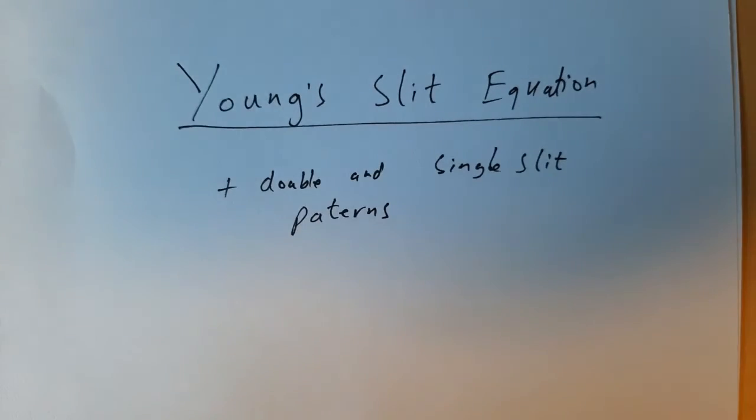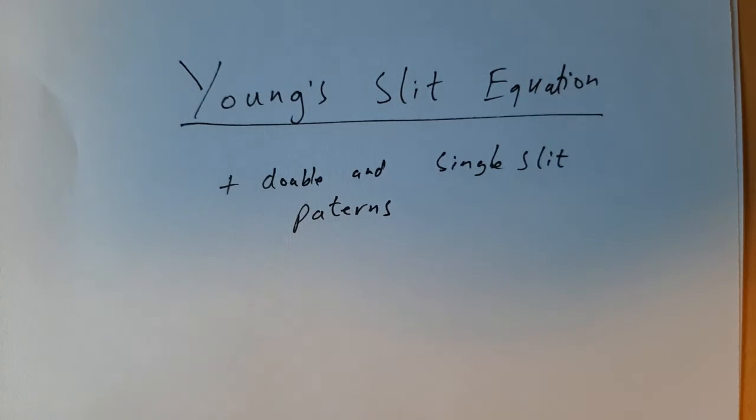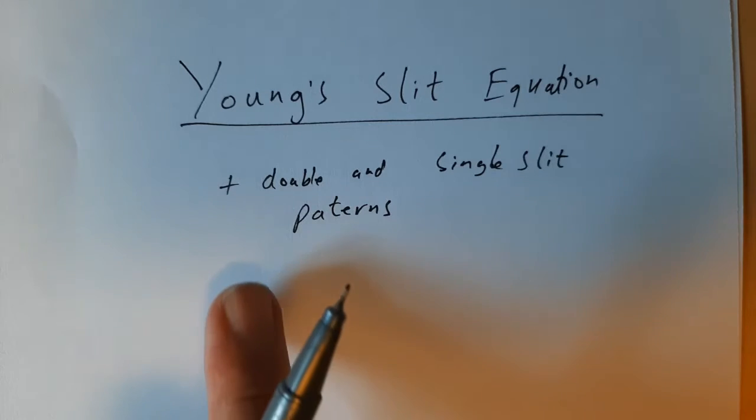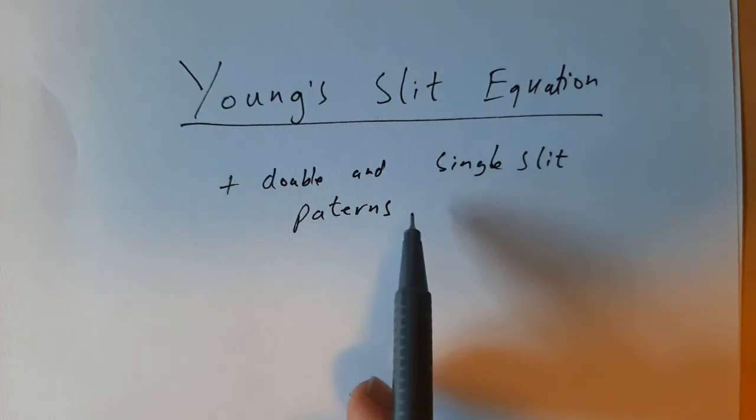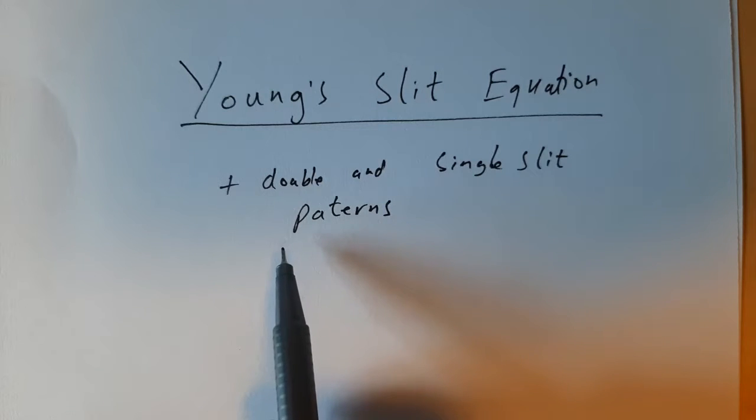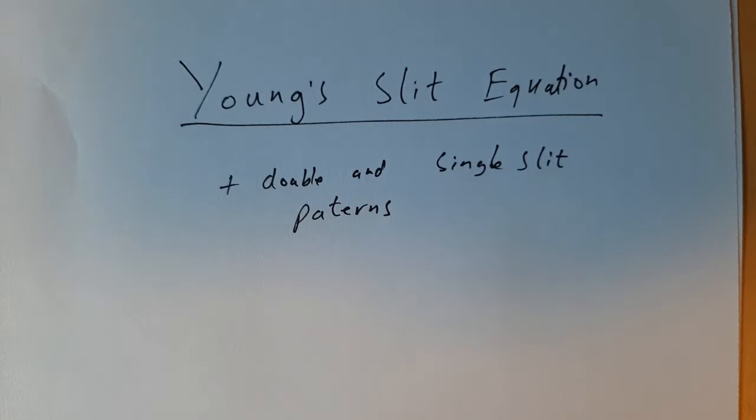How are we doing? So we're going to look at the Young slit equation. I'm not going to look at the derivation, we're just going to keep it simple today. But we're also going to look at the patterns that are formed when light passes through a double slit and a single slit, not just the patterns but the graphs of the patterns as well.